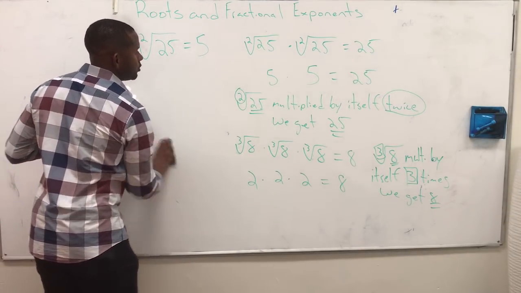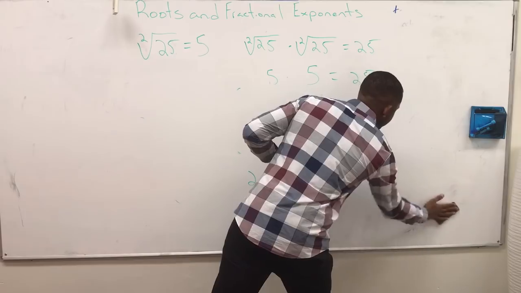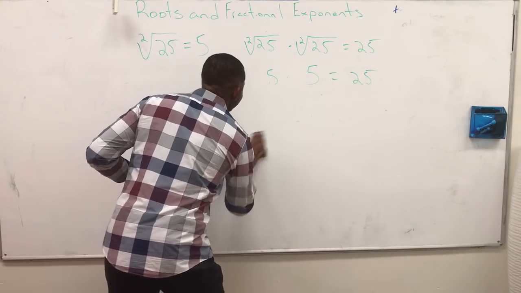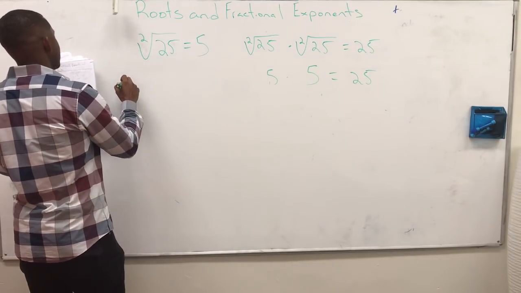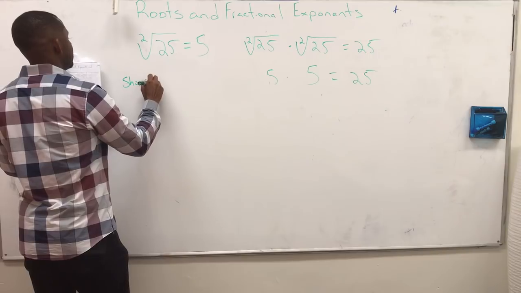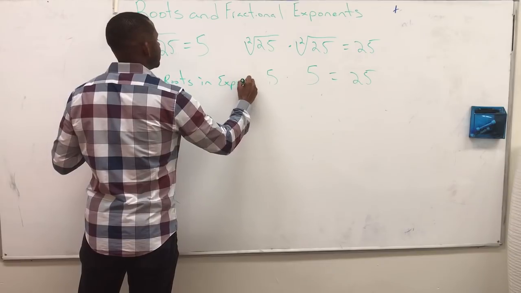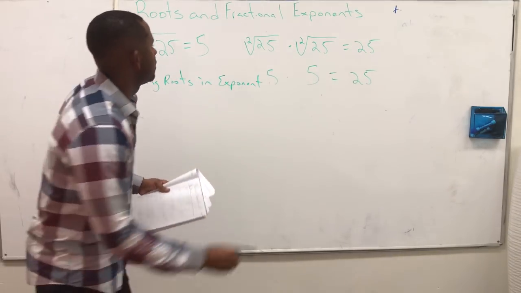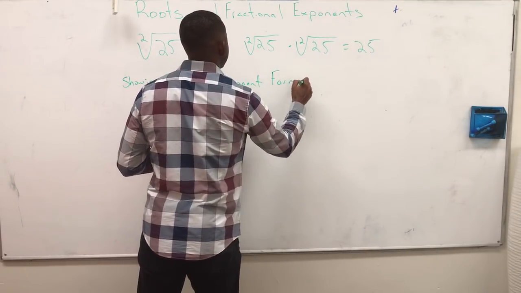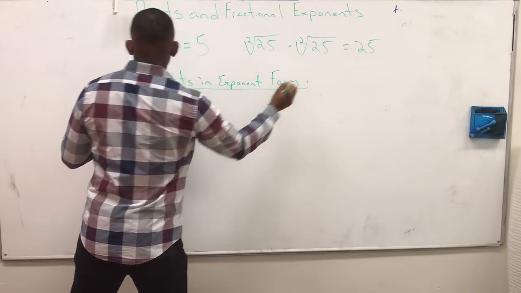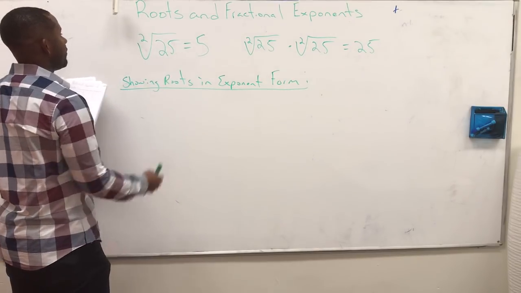So I want to show these roots, right? And I'm going to do it with the cubed root of 25. I'm going to show these roots, but now I'm going to show how I can show the same thing in an exponential form. So let's take this now, showing roots in exponent form. Okay? So let's take what we already have. We already know that, let's take the square root of 25.